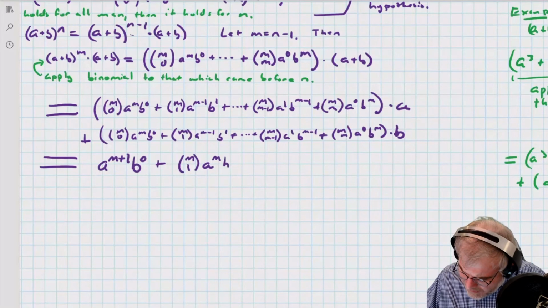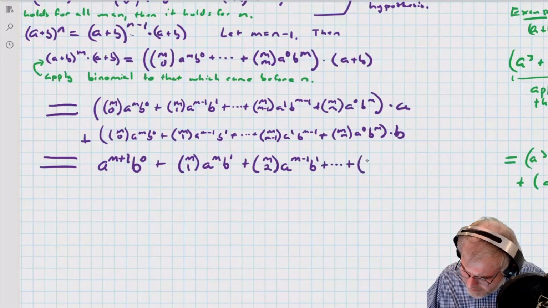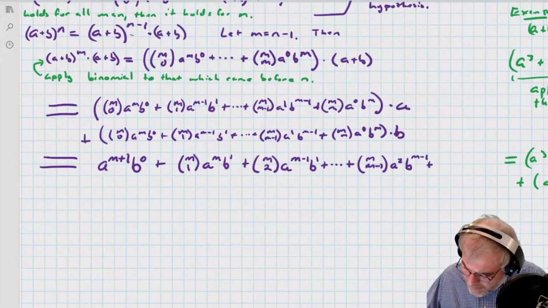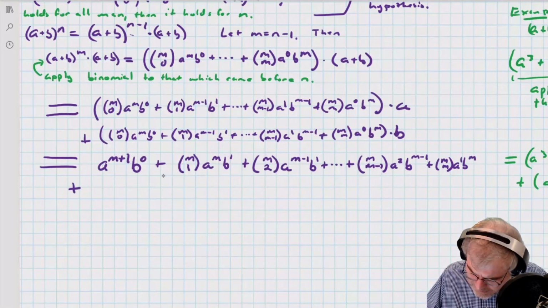this would be a to the m, b to the 1, plus m choose 2, a to the m minus 1, b to the 1, plus dot, dot, dot, plus m choose m minus 1, a squared, b to the m minus 1, plus, and then I've got this kind of 1 here, m choose m, a to the first, b to the m. Plus, now, I'm going to leave a space. Okay? And then I'm going to have another one at this end.